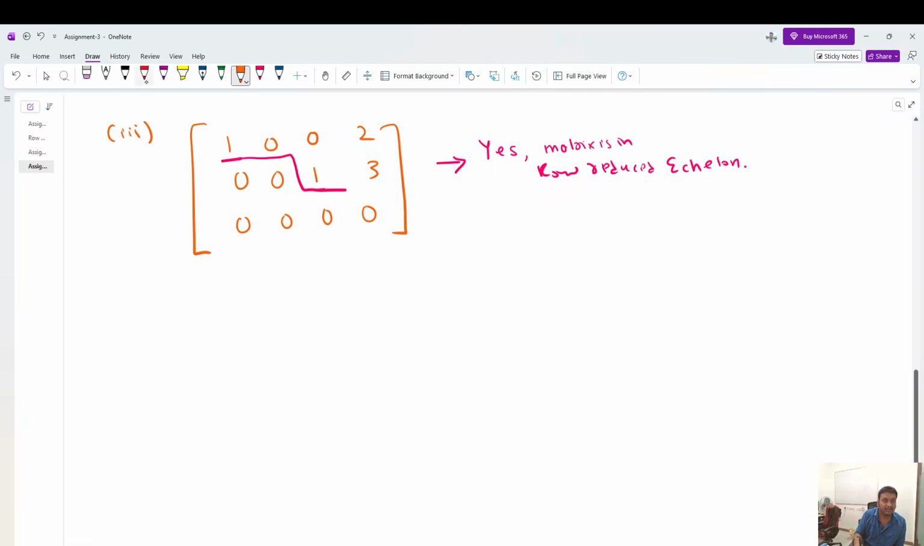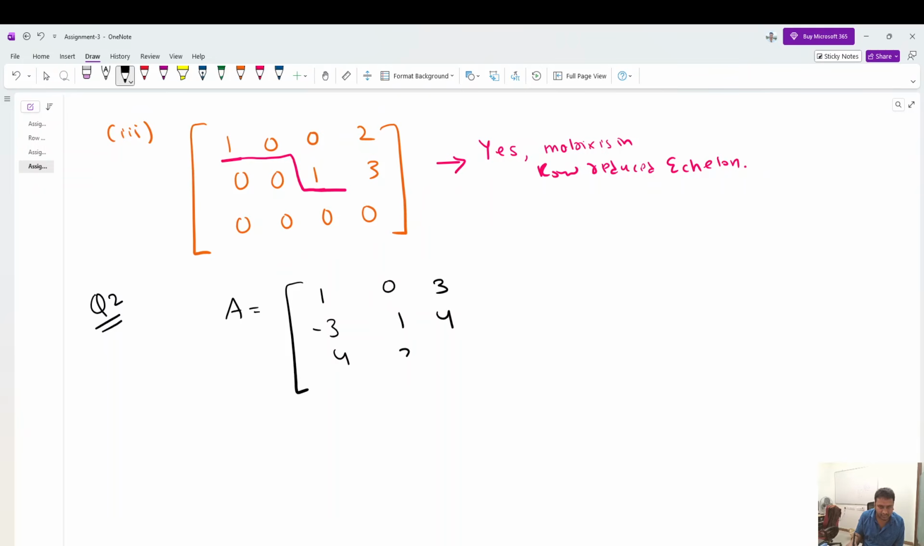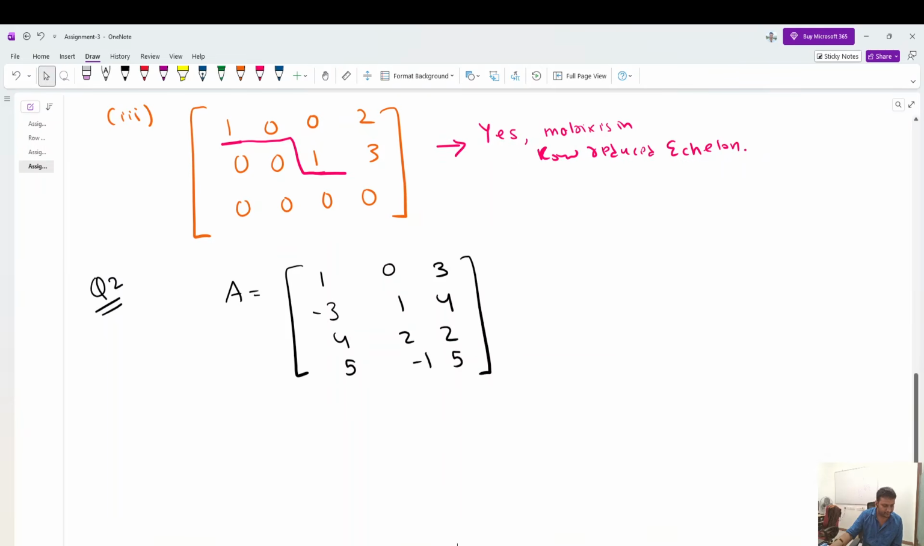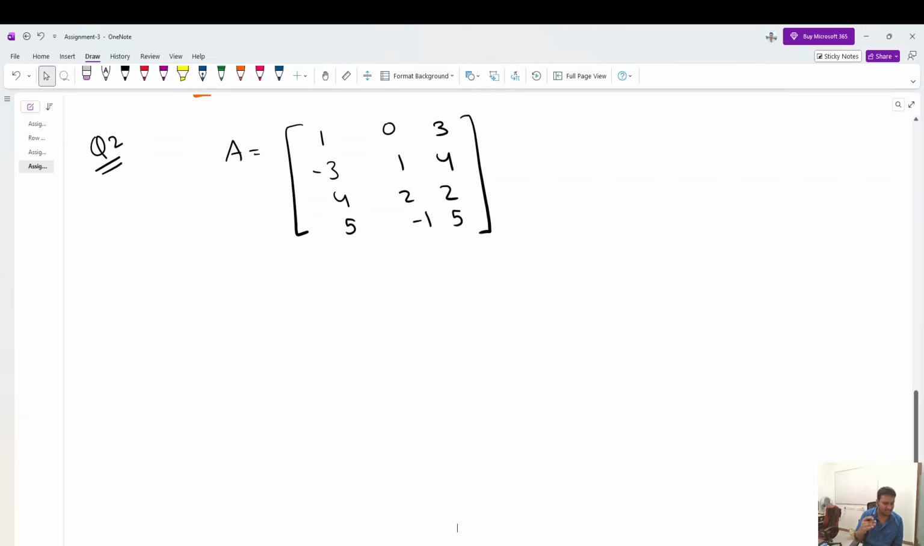Okay, let us come to problem number 2. Some matrix is given to you. So let me copy that matrix. 1, 0, 3, minus 3, 1, 4, 4, 2, 2, 5, minus 1, 5. Now let us see what you have to do. He has given some operations. You have to apply those operations and see what the corresponding matrices are.